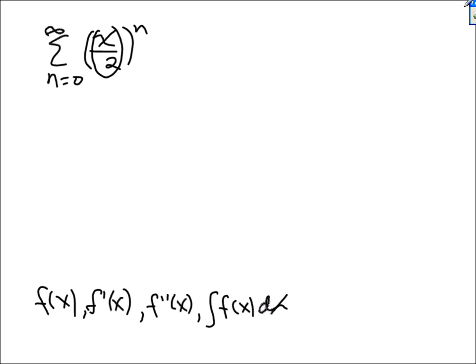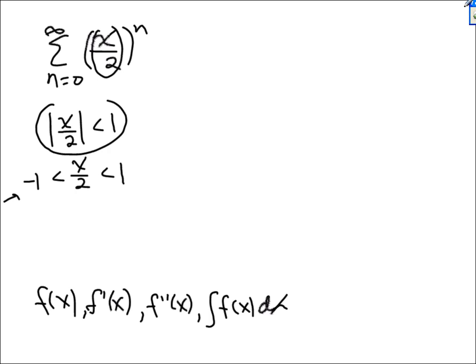where that's r. We want the absolute value of r to be less than 1. That is, we want x over 2 to be in between negative 1 and 1. You need to be able to go from here to the next line. If the absolute value of k is less than a, and a is positive, then k is in between negative a and positive a.